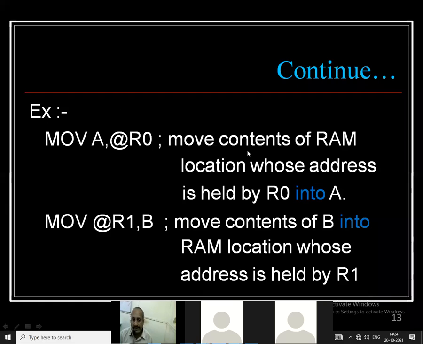Read this sentence carefully, the comment. Move contents of RAM location whose address is held by R0, whose address is held by R0, into A.